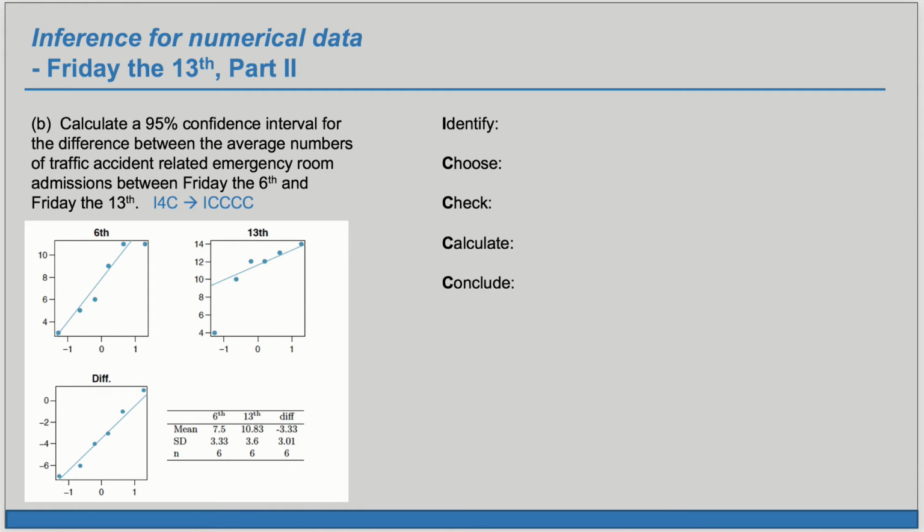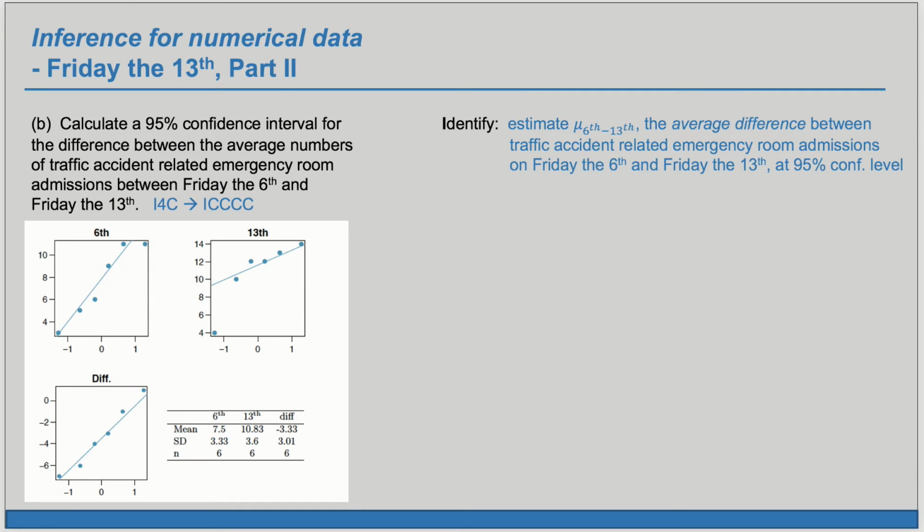First, we want to identify what it is that we're trying to estimate and with what confidence level we'll estimate it. So we're going to estimate the true mean, and we'll do the difference in the order 6th minus 13th. So that is the average difference, or the mean difference, between traffic accident-related emergency room admissions on Friday the 6th and Friday the 13th. And we'll estimate this at the 95% confidence level.